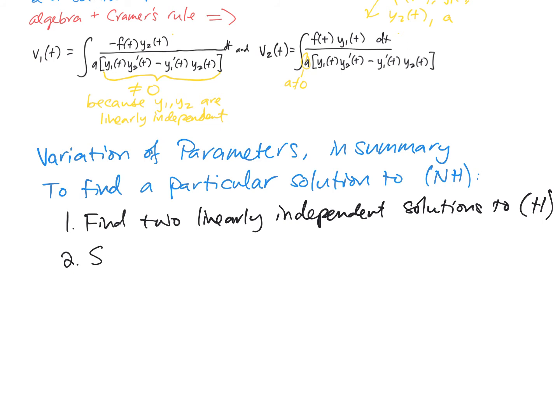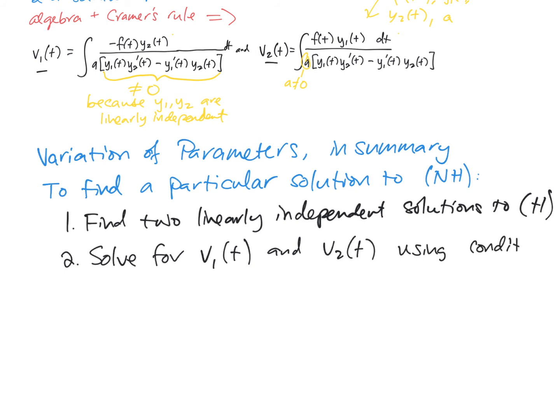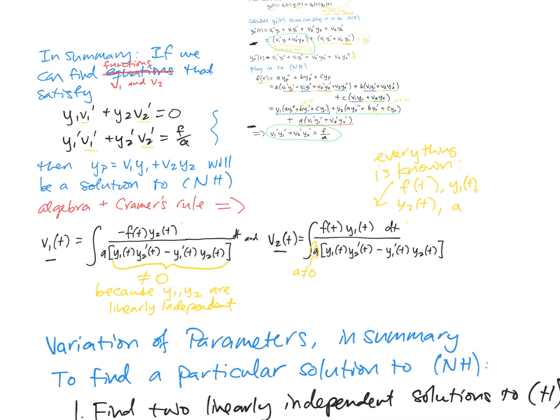Step 2, solve for V1 and V2 of t. And you can do this either using the explicit formulas or using the conditions. Sometimes it's going to be easier to just plug these things in and work out the algebra with the particular functions that you have.